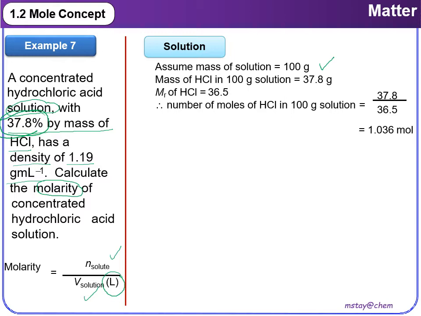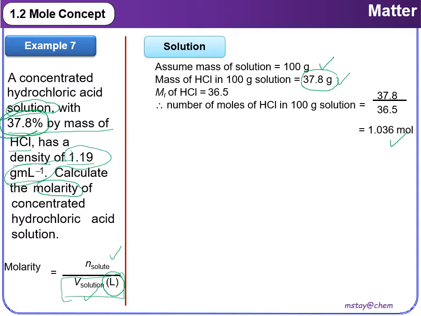So that means in 100 gram of solution, there will be 37.8 gram of HCl. Then, with the mass of HCl divided by the molar mass of HCl, we are able to identify the number of mole of HCl. Next is the volume of solution. Again, from the question here, no volume of solution is given directly, but we are able to find the volume of solution using the density.